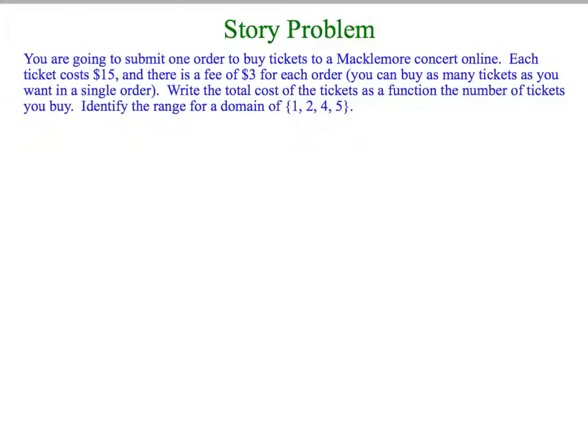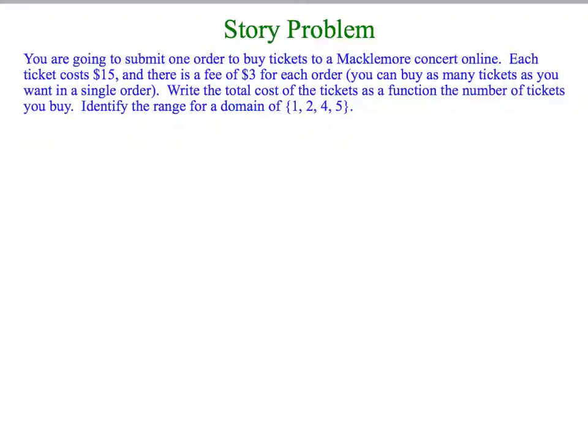Now let's try a story problem. You're going to submit one order to buy tickets to a Macklemore concert. Each ticket costs $15 and there's a fee of $3 for each order. You can buy as many tickets as you want in a single order. Write the total cost of the tickets as a function of the number of tickets you buy. Identify the range for a domain of 1, 2, 4, and 5.